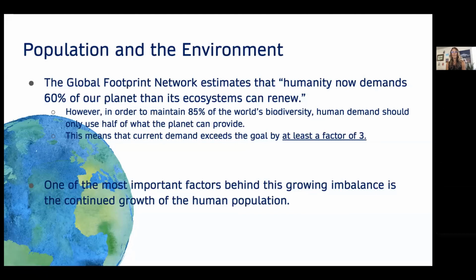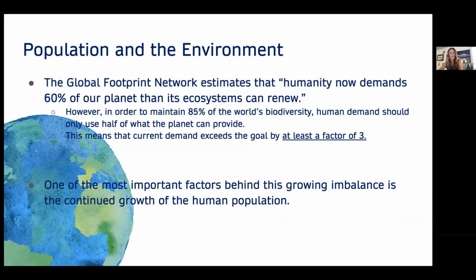And so the Global Footprint Network actually estimates that humanity now demands 60% more of our planet than its ecosystems can renew. So that's a very stunning statistic. However, in order to maintain 85% of the world's biodiversity, which is very necessary to maintain a habitable and sustainable planet, not only now, but into future generations, the human demand should only use about half of what the planet can provide. And so this means that the current demand exceeds that goal by at least a factor of 3, according to the Global Footprint Network.